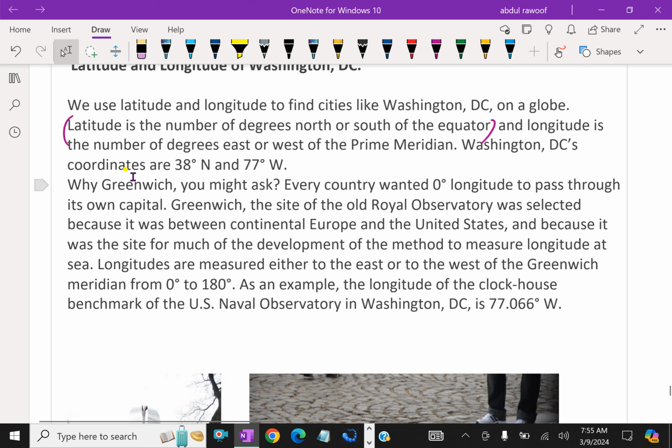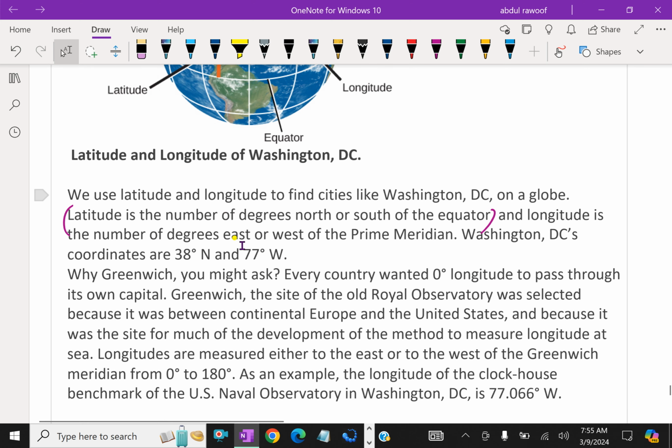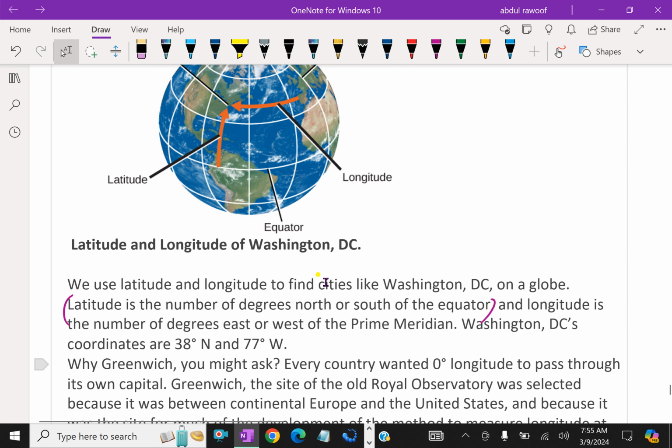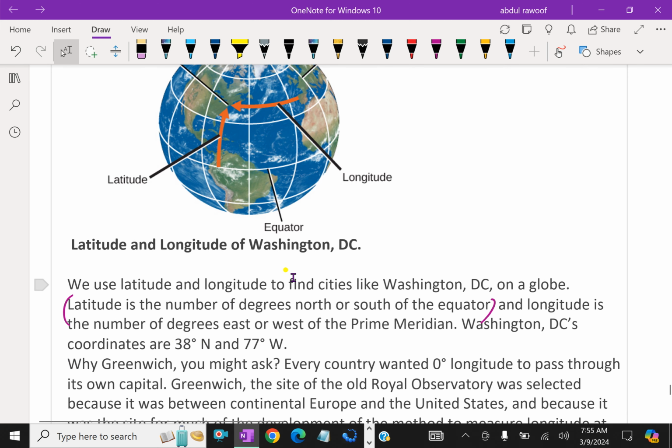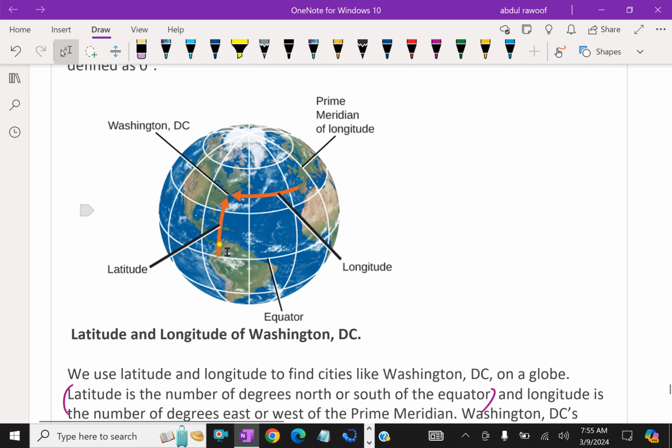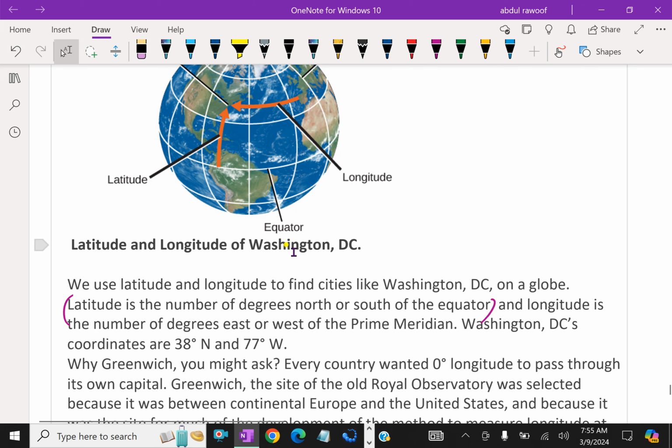Washington, D.C.'s coordinates are 38 degrees north, 77 degrees west. That is here, 38 degrees north and 77 degrees west. So we are located here.